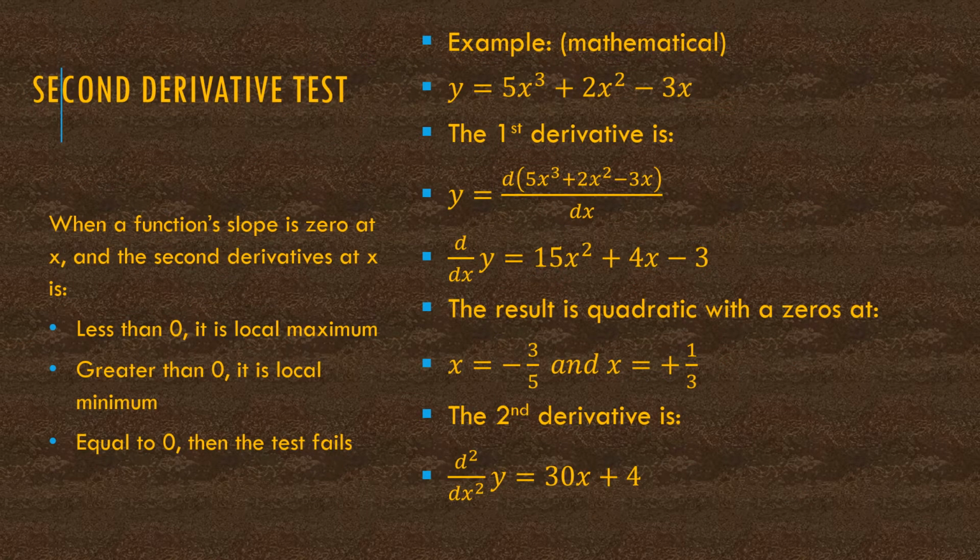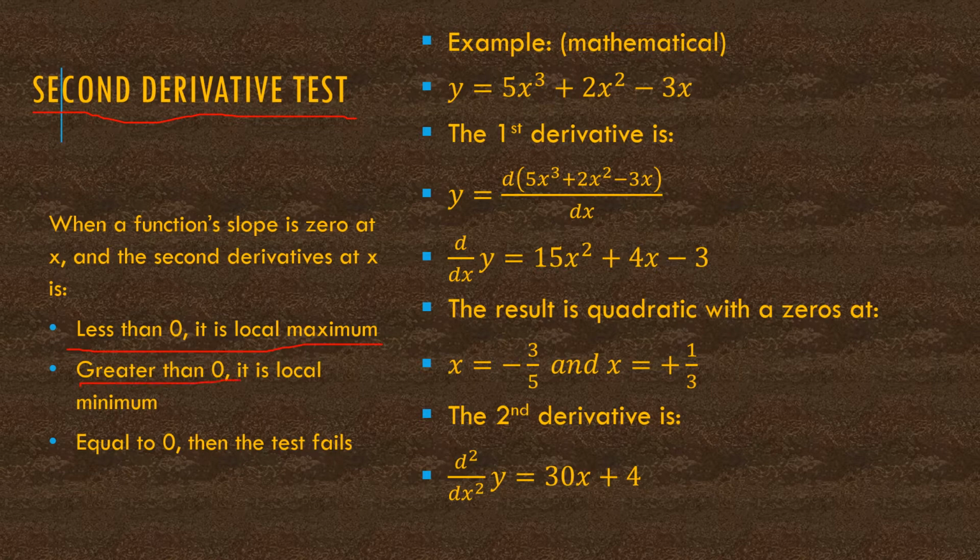Now let's deal with the second derivatives. In deriving the second derivatives, remember that you always have to start with the first derivative that you have found. For example, when a function's slope is 0 at x and the second derivative is less than 0, then it is considered to be a local maximum.